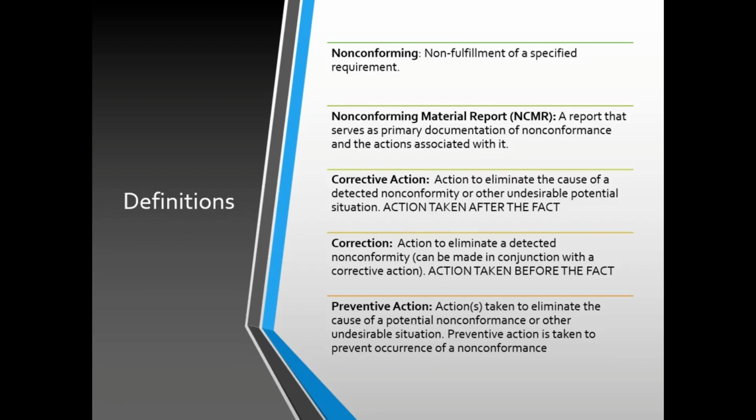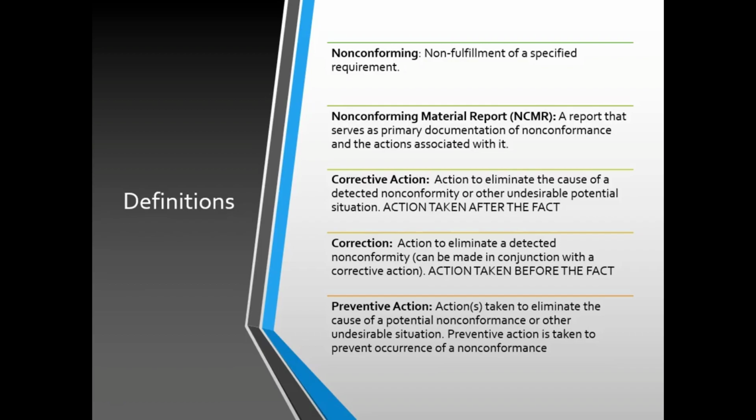So to start, the best thing would be to go through some definitions, and the first one is to talk about something that's non-conforming, and non-conforming is non-fulfillment of a specified requirement. So something isn't doing what it's supposed to do. A non-conforming material report, or an NCMR, is a report that serves as primary documentation of non-conformance and the actions associated with it. A corrective action then is an action to eliminate the cause of a detected nonconformity or other undesirable potential situation, and a corrective action normally takes place after the fact, or once the deviation or the nonconformance is found. You take corrective action.